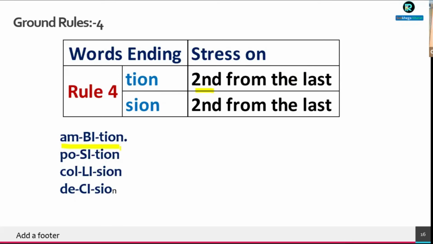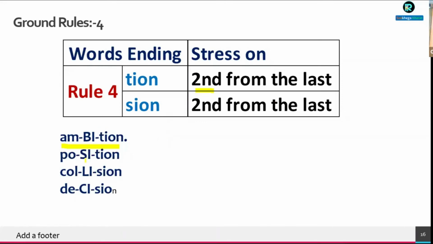Now, if I read it like this, ambition, how do I sound? Ambition, so that is wrong. Ambition is also wrong. What is right? It's ambition. Let me pronounce it in three ways again. Ambition, which is wrong. Ambition, so I'm stressing here, the third one, which is wrong. And the correct one is ambition. So B is getting the stress because this is second from the last.